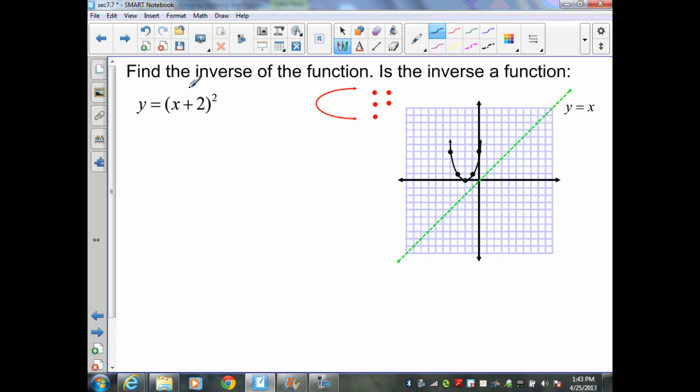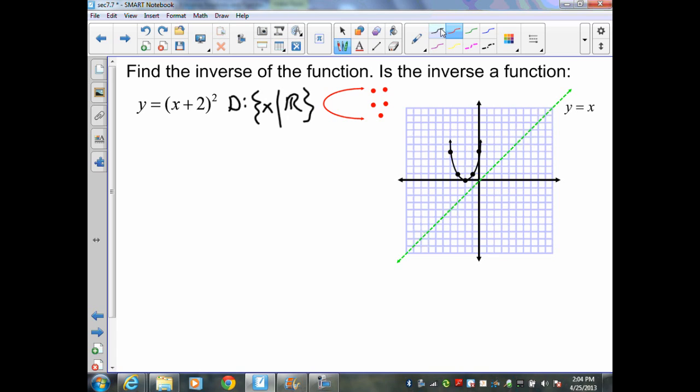Again, I want to find the inverse function, and I want to determine if the inverse is a function. So we have our function graphed. It is a quadratic. And what I want to do is determine the domain and range. My domain are my x values. My x values can be all real numbers. I can put any x value in here that I want, positive or negative. So therefore, it's all real numbers.